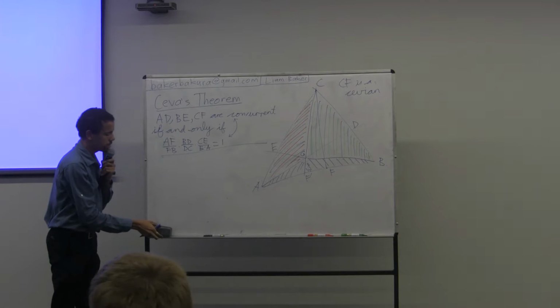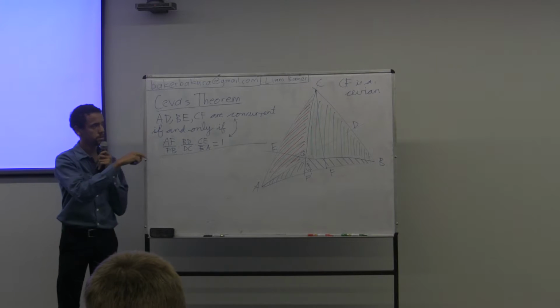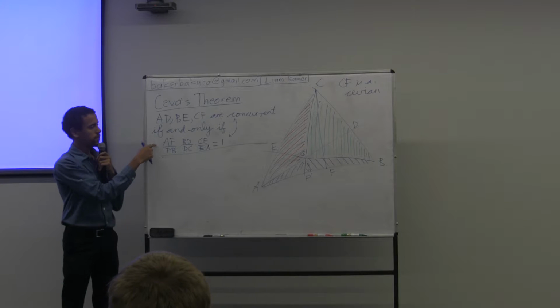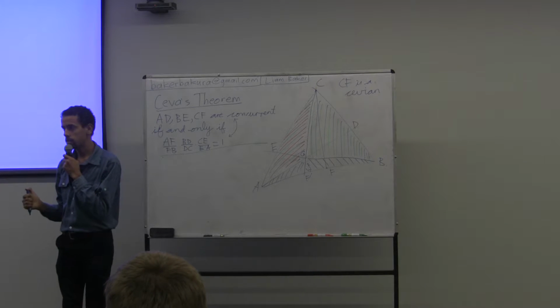So that's how you prove Ceva's theorem, well, at least one way to prove the other direction. So we've proven that if that's true, then that's true. And we've proven that if that's true, then that's true. So we've proven both directions, and that is Ceva's theorem.